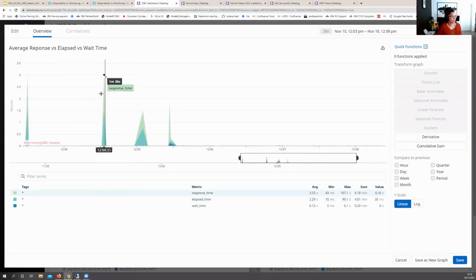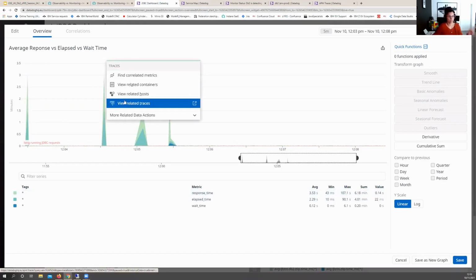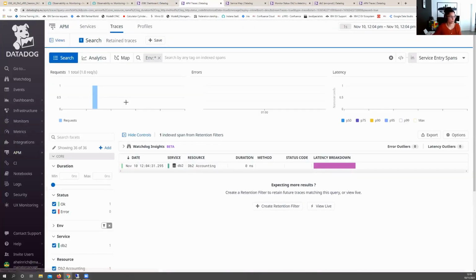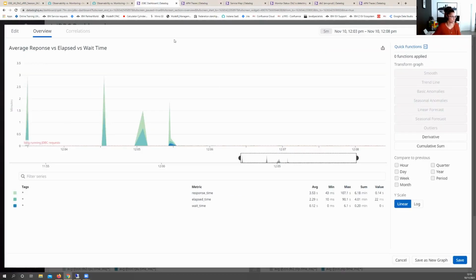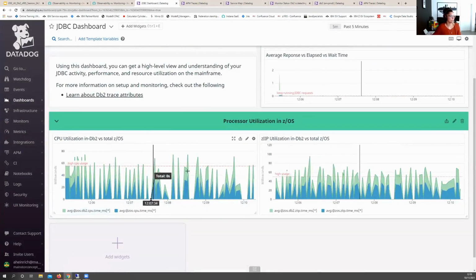And when you have tools like Datadog or any other tool that does similar, we could also simply click into the dashboard and find traces related to any information that we have found interesting there, spikes in CPU usage, for example. Other things that we did was create dashboards to monitor CPU utilization in Db2 and outside of Db2, as well as specialized engines like zIIPs.